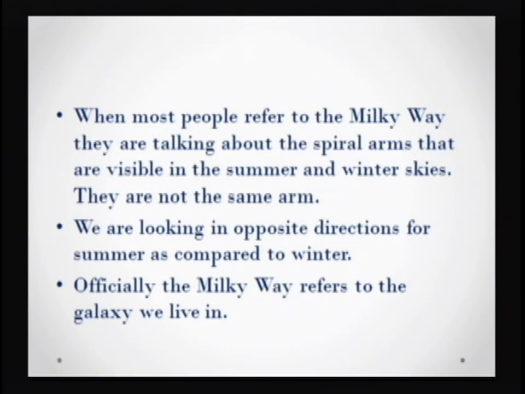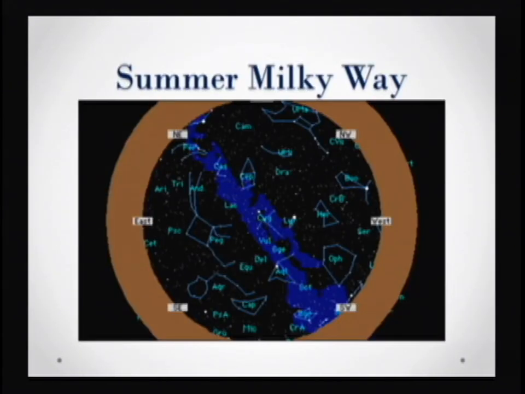And remember, when we are talking about the summer Milky Way and the winter Milky Way, we are looking at two different arms, because we're looking basically in opposite directions. And so that's kind of what I'm trying to show you here. Here's a summer Milky Way, and you can see north, south, east, and west. See some of those constellations that we've talked about. You can see Pegasus down there, and Andromeda, and others that you're very familiar with, or at least you should be very familiar with.